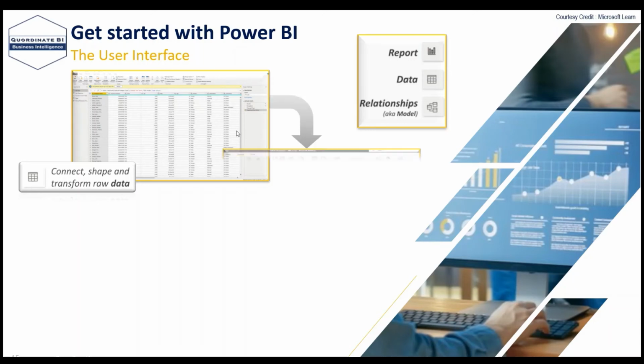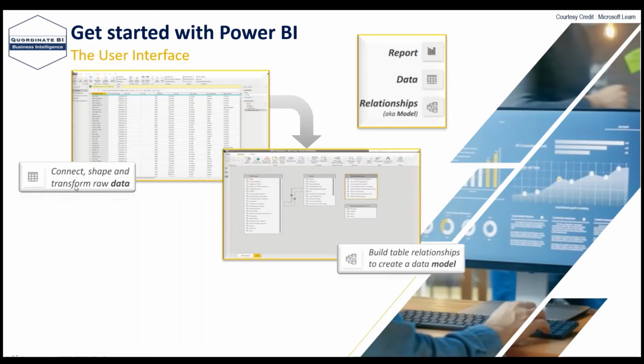So you connect, shape, and transform your raw data, and then second, you build a relationship between various tables to create a data model. That happens through your model view, where you create relationships between the tables. What these relationships and tables are, and how to create them, we'll see in our forthcoming tutorials.